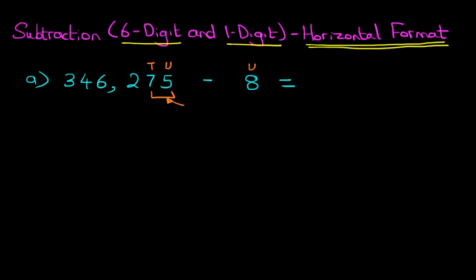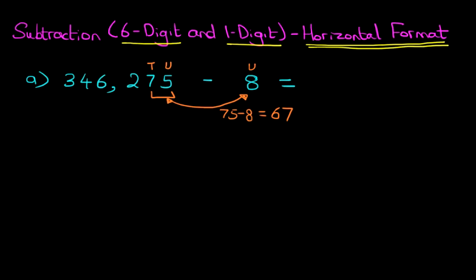75 minus 8. Now this is something we can do. We've done lots of mental arithmetic and you should know the answer to this. 75 minus 8 is 67. And you can check this by saying 67 plus 8, does it equal 75? It does. So 67 is correct.